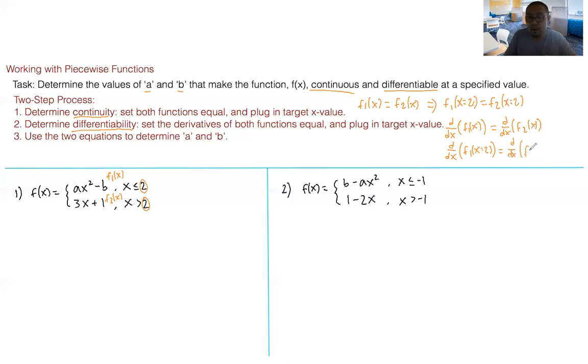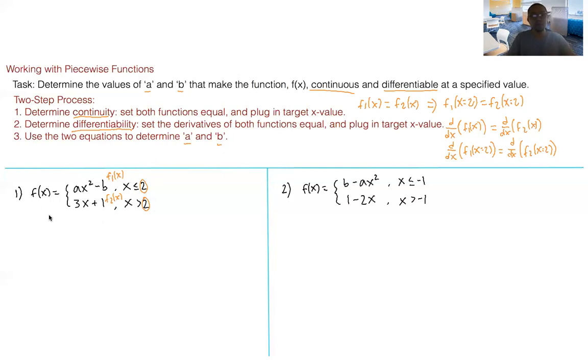And so far, if you're following, we have already done step 1, where we set the functions equal to one another and plug in our x is equal to 2 in this case. And step 2 is to set the derivatives of both of those functions equal to each other and plug in x is equal to 2, our target x value. Once you do these two steps, you're going to have two equations that you can use in order to solve for a and b. So let's work in context and see if we can understand this a little bit better, okay?